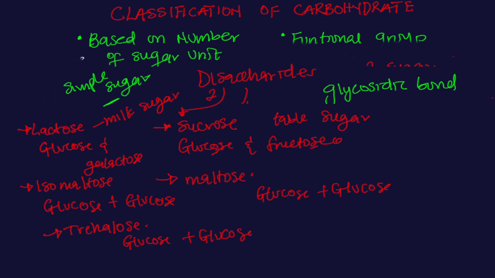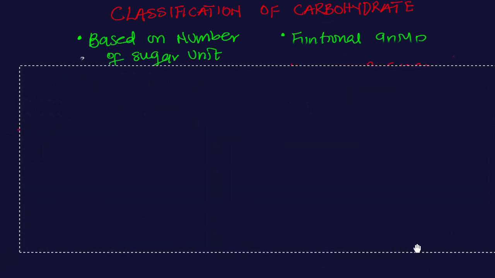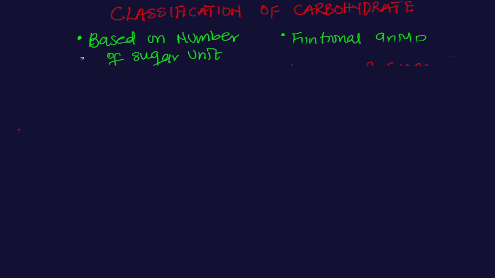Let's move to polysaccharide, or rather let me talk about oligosaccharide first before I move to polysaccharide. Now let's talk about oligosaccharide. As far as oligosaccharide is concerned, it contains 2 to 10 sugar units. That's one thing about oligosaccharide.